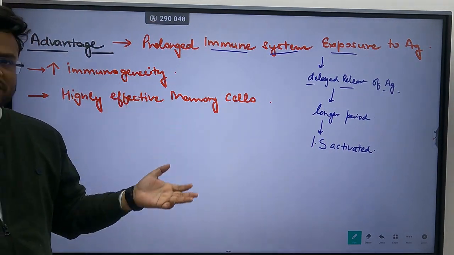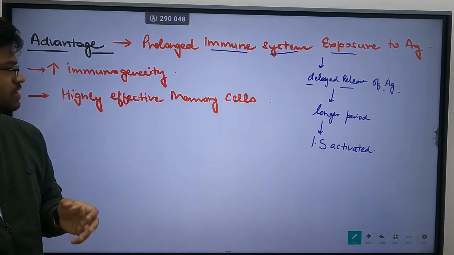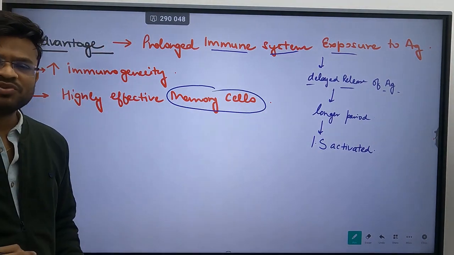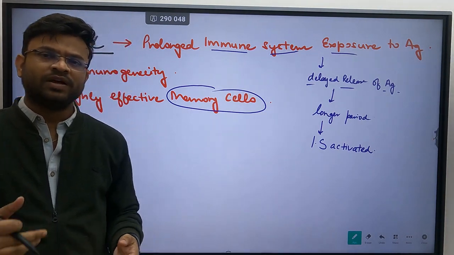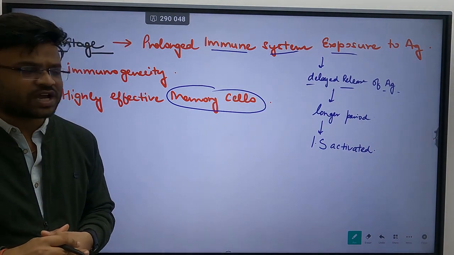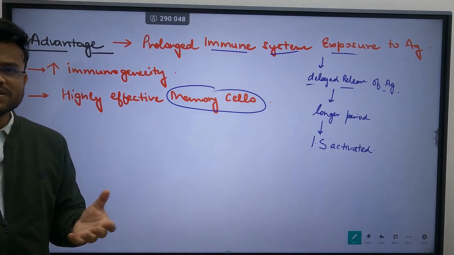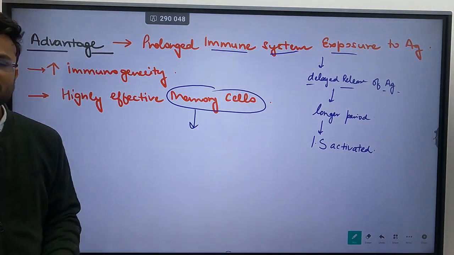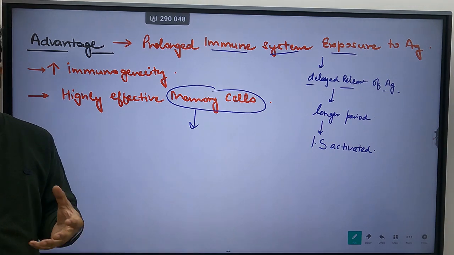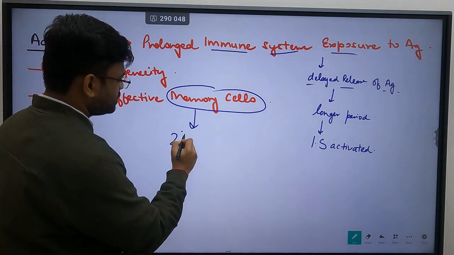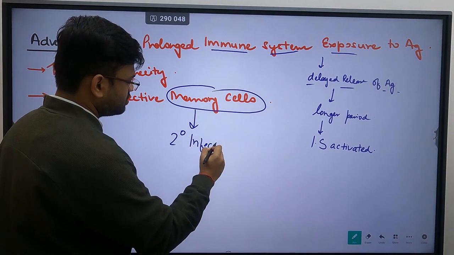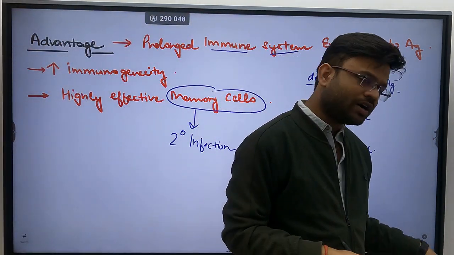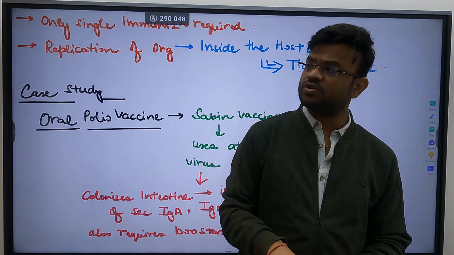Now, immunogenicity would definitely be produced. The immune cells will be activated. The next advantage is highly effective memory cells. This happens because of the first point. When the antigen is present inside the body for a very long period of time, a higher number of memory cells will get produced, and these memory cells will help in eliminating the pathogen if a secondary infection arises. This is the concept behind this. I hope you have understood this concept. Let's move on to the next slide.